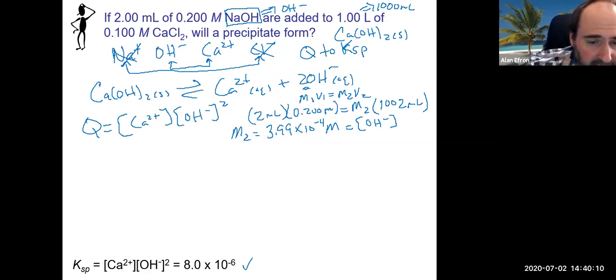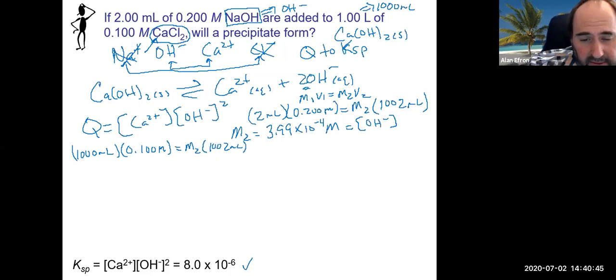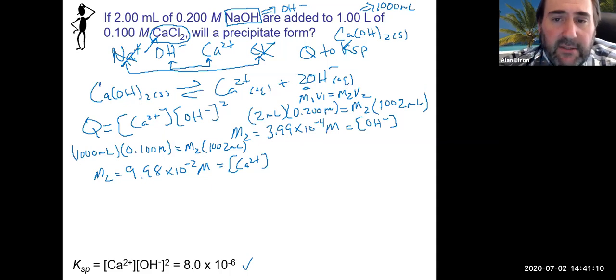We would do the same thing for calcium chloride. Calcium chloride is our source of calcium. And by the way, it's a 1-to-1 relationship between calcium chloride and calcium, just like it's a 1-to-1 relationship between sodium hydroxide and hydroxide. So doing the same thing, our V1 would be 1,000 milliliters, our M1 would be 0.1, our M2 we're solving for, and again, 1,002 milliliters when it's all together. That would give us our M2 for this, which would be 9.98 times 10 to the minus 2. And again, this would be our source of calcium ion in this particular case. Any questions on that so far?